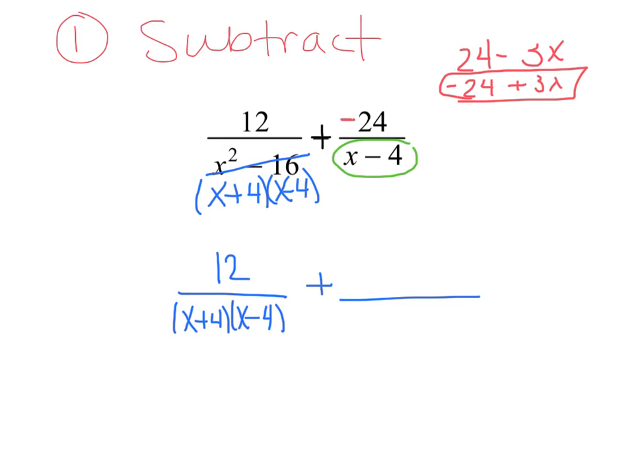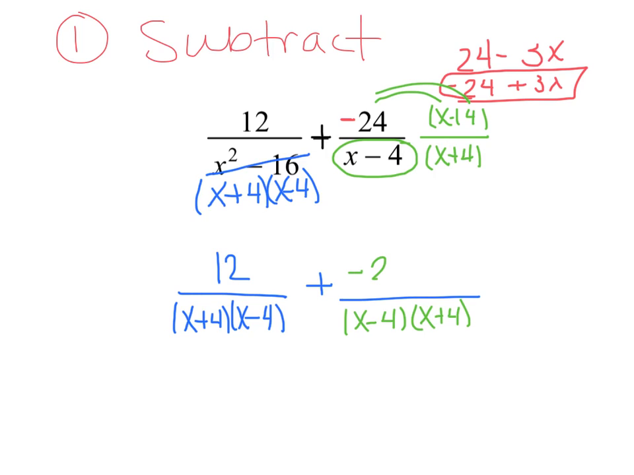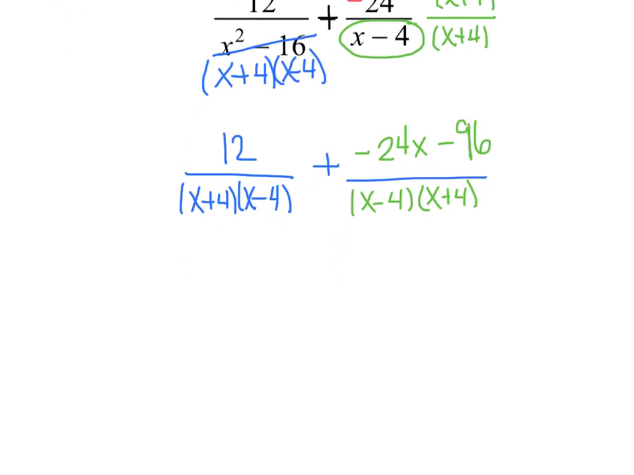It only currently has x minus 4, and like we said, we want it to be x minus 4 and x plus 4. So it's missing the x plus 4, which just means whatever I do to the bottom, I need to do the same thing to the top. So now I'm going to take that negative 24 and distribute, and say negative 24x. A negative times a positive is a negative, and I get a negative 96.